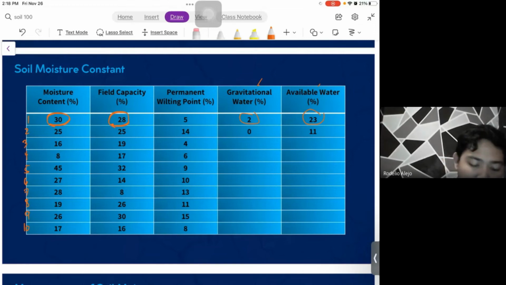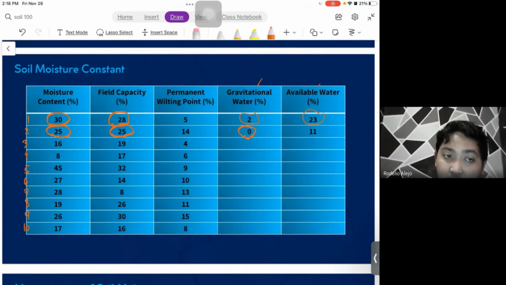Okay? Then number two, we have moisture content of 25. We have the field capacity of 25. We have the permanent wilting point of 14. So wala tayong gravitational water, zero. Okay? Kasi 25 minus 25. So 25 yung moisture content natin. Eh 25 din yung field capacity. Ibig sabihin nahawakan lahat ng lupa yung moisture ng soil natin. So zero, walang na excess or na drain. Then dahil permanent wilting point natin is 14, so 25 minus 14 is 11. Okay? Ganyan lang, madali lang. So this will be part of your exam.